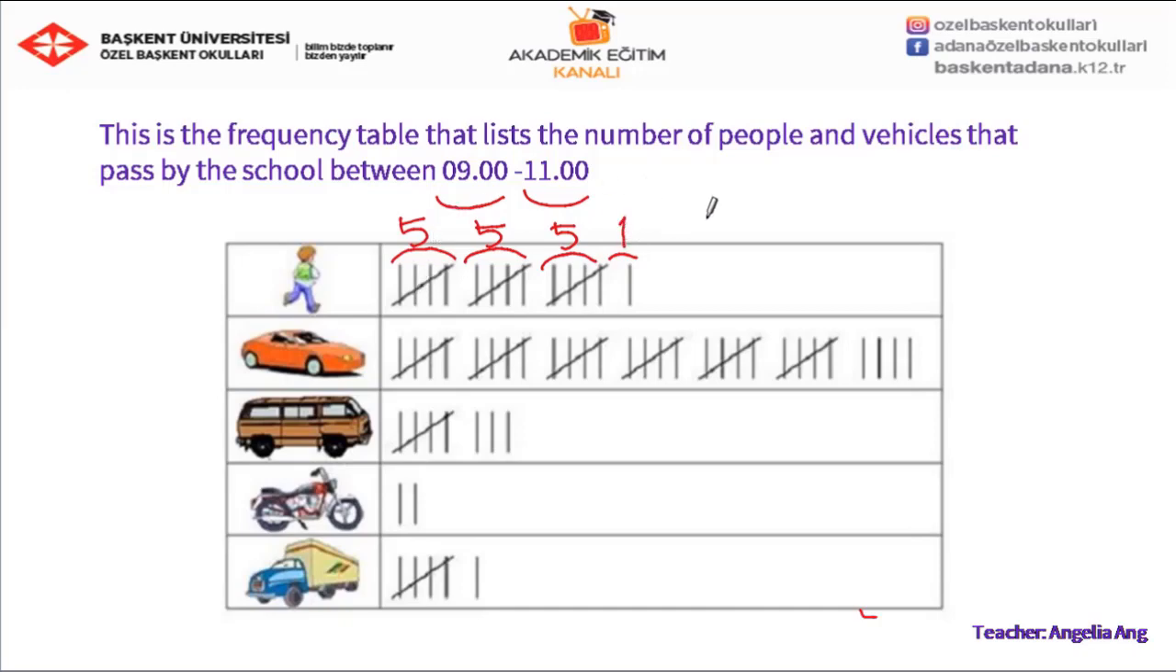So, 3 times 5 equals 15. And 15 plus 1 equals 16. So there are 16 people who pass by the school between 9 o'clock and 11 o'clock.